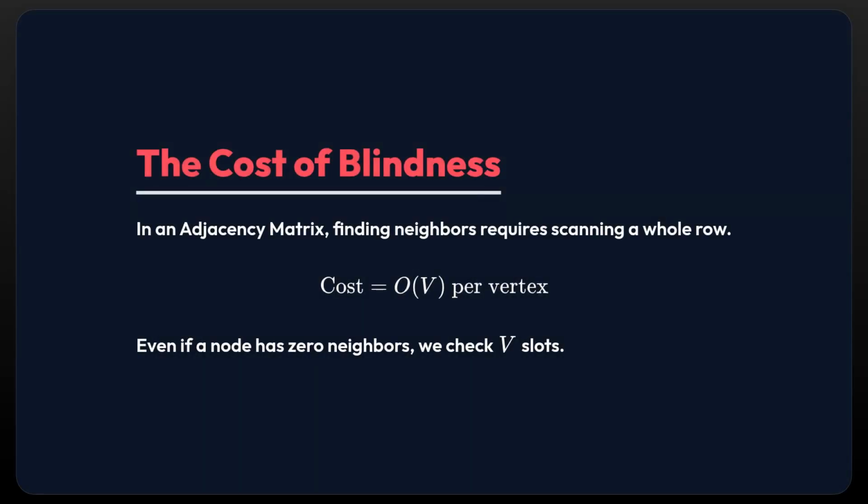Here is the hidden trap of the matrix. When an algorithm like BFS visits a node, it needs to find that node's neighbors. In a matrix, the algorithm is blind. It doesn't know where the neighbors are, so it must scan the entire row, checking every single column index. That costs big O of V time for every single step. Imagine trying to find your friends in a stadium by walking to every single seat to see if someone is sitting there. It is incredibly inefficient if the stadium is mostly empty.